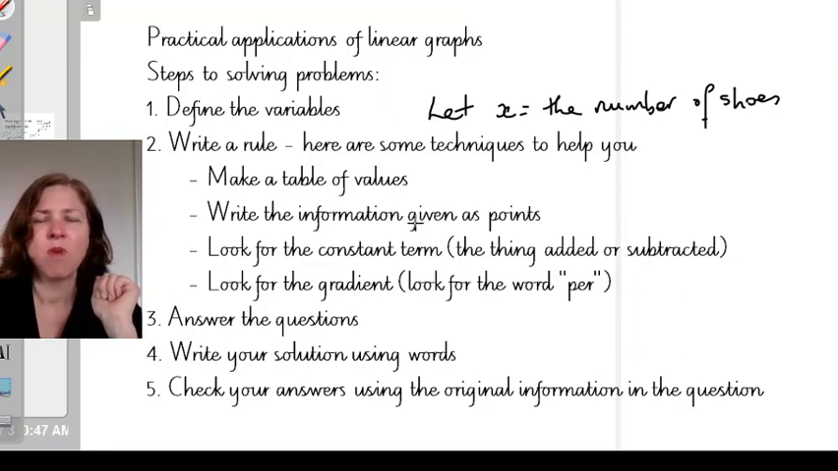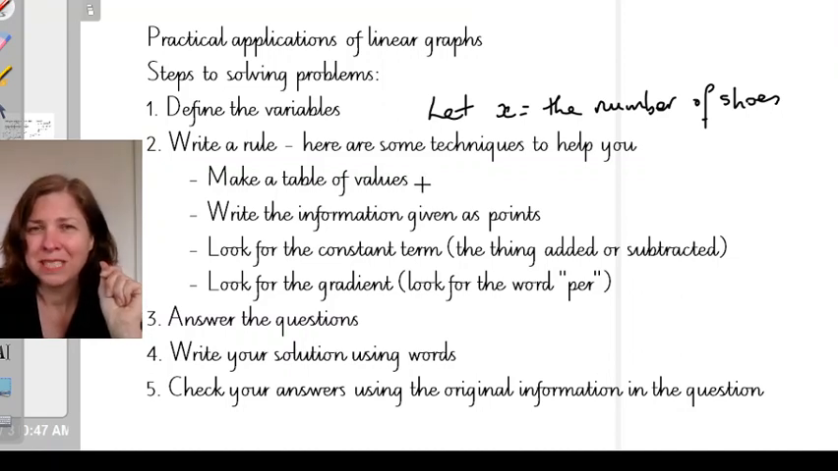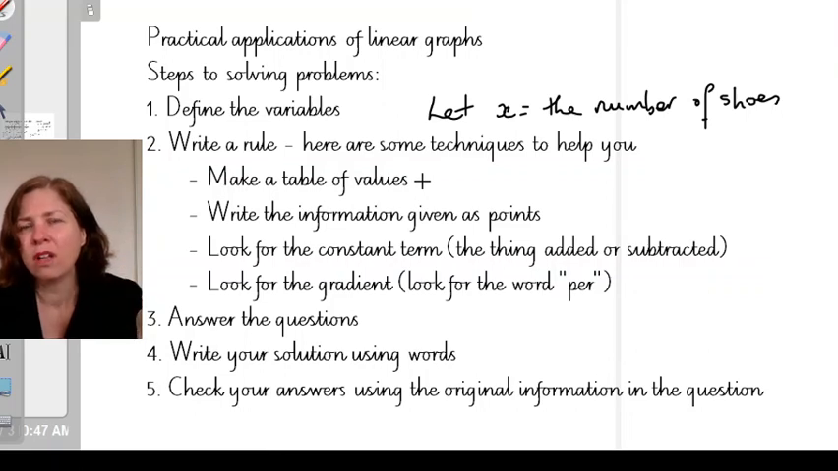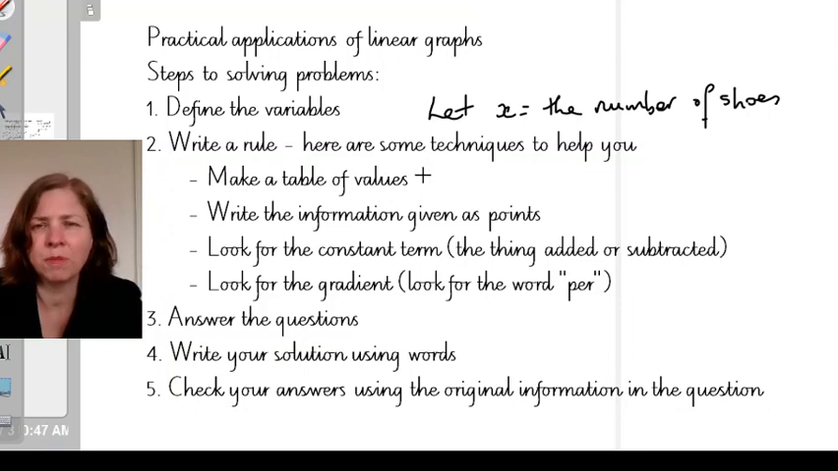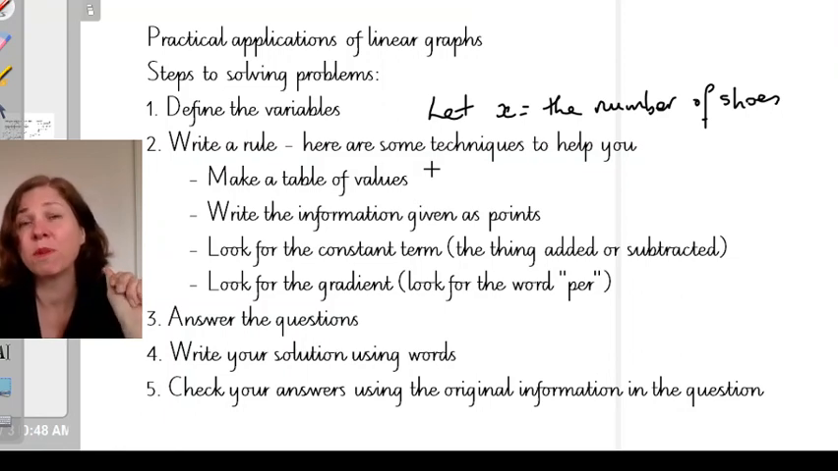Then the next step is we write a rule. Now there's lots of things we can do to help us write a rule. We can use the information in the question to make a table of values. This is where we can use our common sense. If we read the question and it makes sense to us, we can say, okay, well, if it's a question about, let's say, traveling in a taxi, if I traveled no kilometers, what would I pay? If I traveled 1 kilometer, what would I pay? If I travel 2 kilometers, what will I pay? And we can make ourselves a table of values and then use the skills from the previous video to then come up with a rule.